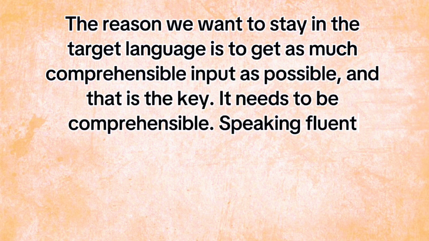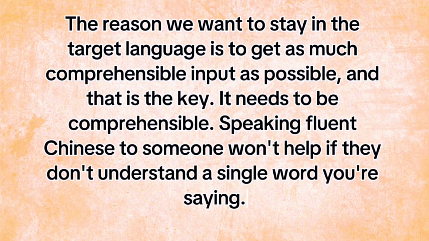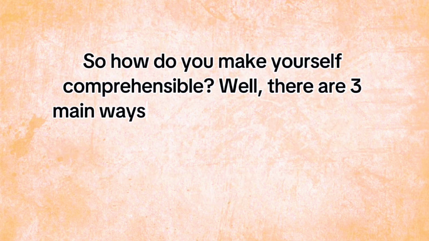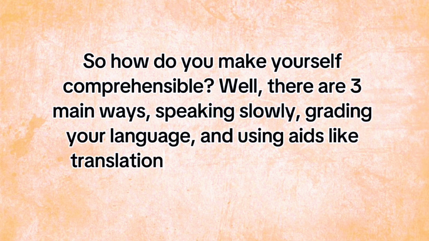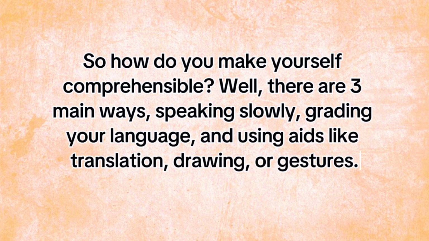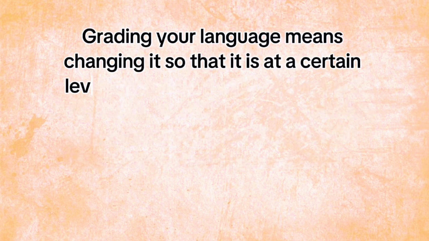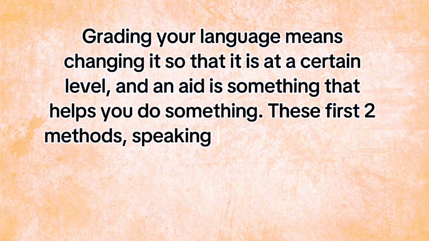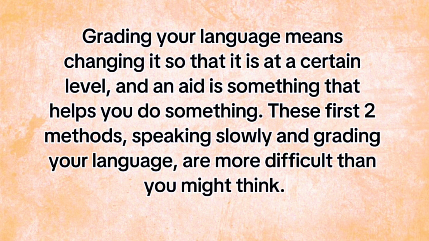It needs to be comprehensible. Speaking fluent Chinese to someone won't help, as they don't understand a single word you're saying. So how do you make yourself comprehensible? Well, there are three main ways: speaking slowly, grading your language, and using aids like translation, drawing, or gestures. Grading your language means changing it so that it is at a certain level, and an aid is something that helps you do something.